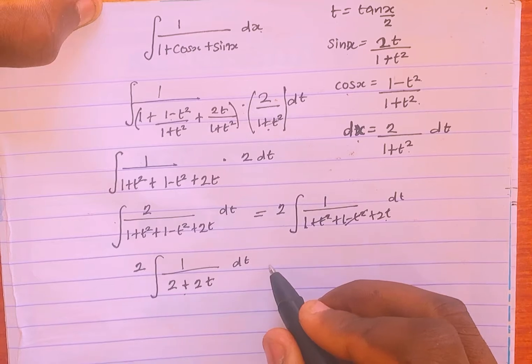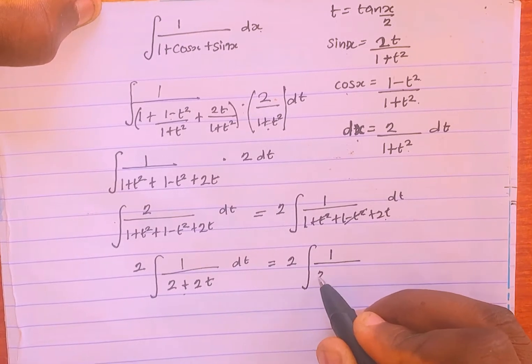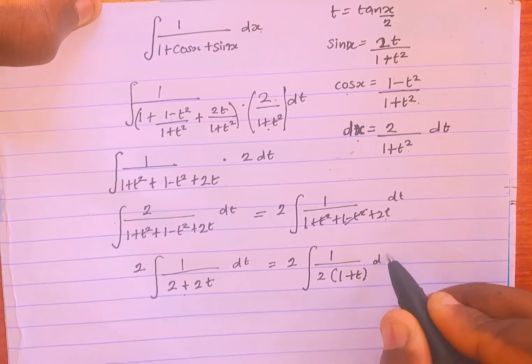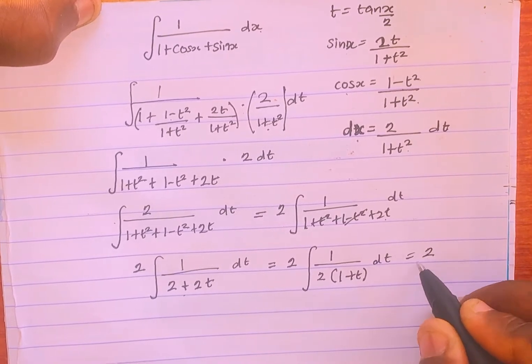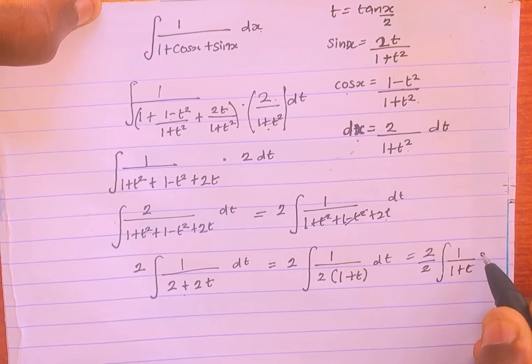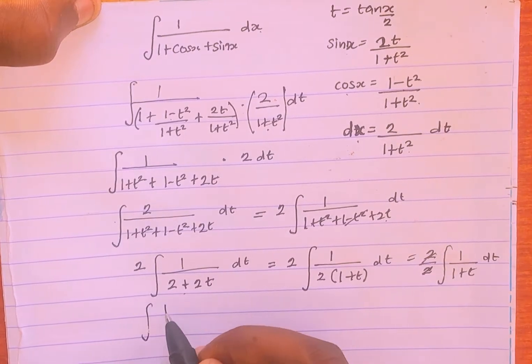Here we can easily factorize 2 out, so that this will change into 2 times the integral of 1 over 2 times the bracket 1 plus t dt, which is also the same thing as 2 divided by 2 times the integral of 1 divided by 1 plus t dt. The 2 cancels out the 2. So we are having the integral of 1 divided by 1 plus t dt.